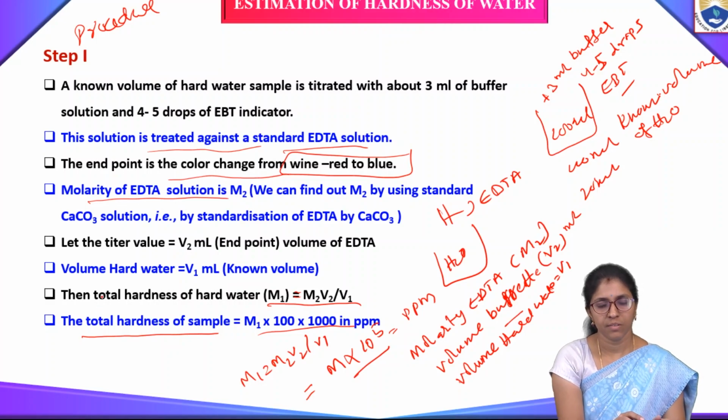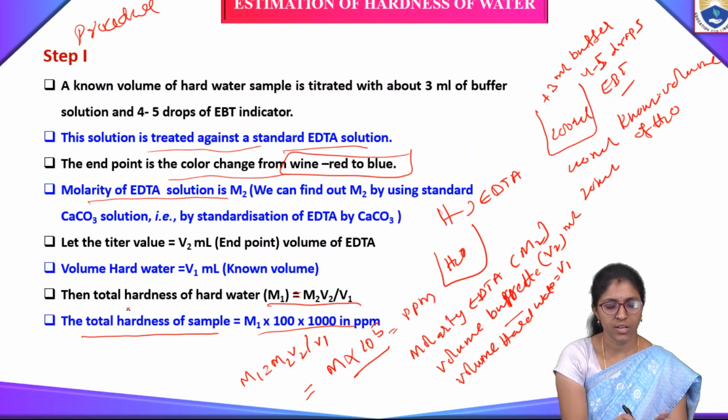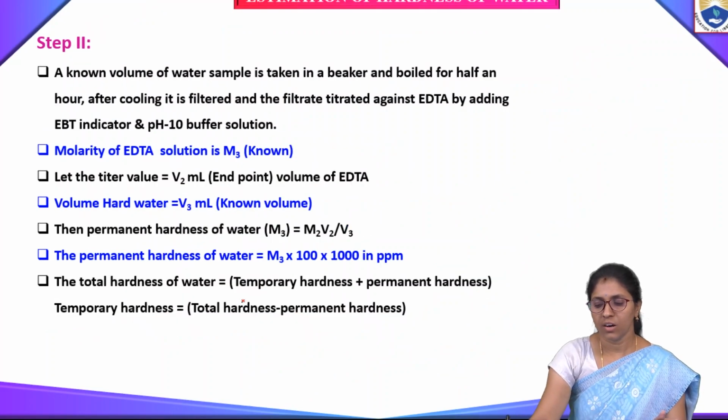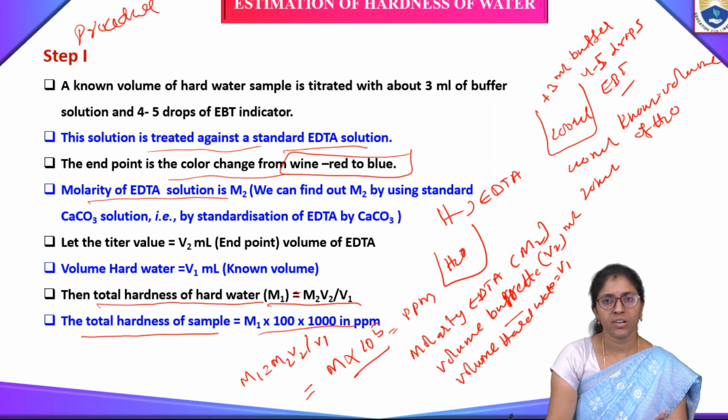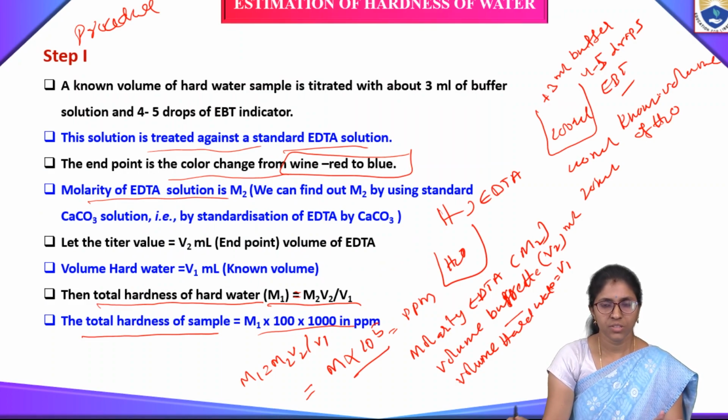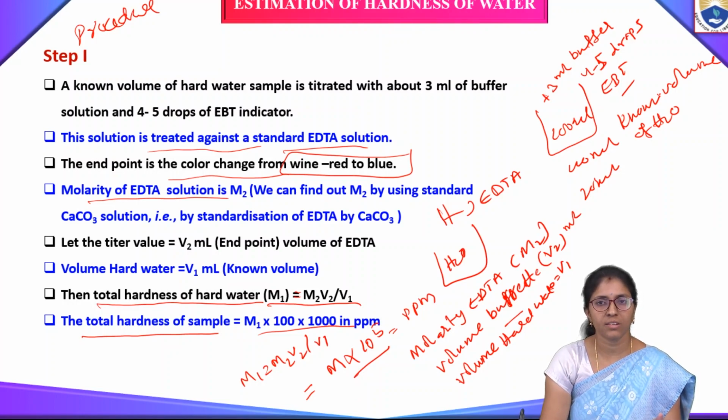So the total salts dissolved in the hard water, this is also called total hardness. Total hardness of hard water. So from the first step we will get the total hardness of the sample, by titrating hard water with the EDTA.